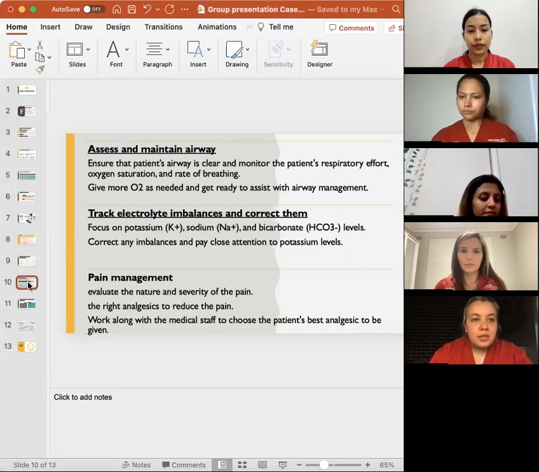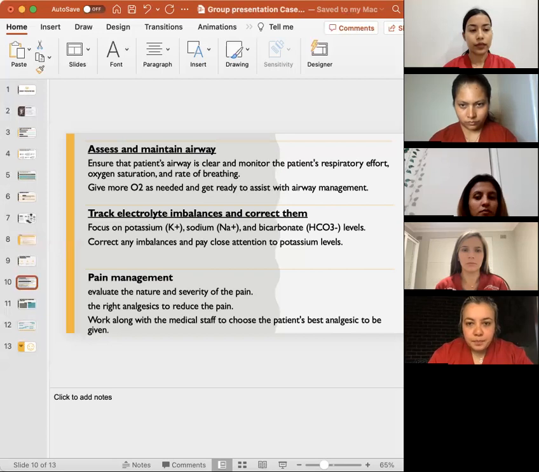First is assess and maintain airway. Ensuring that Miss Casey's airway is clear and that enough oxygen is being given to her is important. Keeping an eye on her respiratory effort, oxygen saturation, and rate of breathing is necessary to improve her condition. More oxygen should be given to Miss Casey as needed to sustain an oxygen saturation above 92%. The nursing team must stay ready to help with airway management by providing bag masks, ventilation, or intubation if Miss Casey's respiratory condition worsens or there is impending respiratory failure, as directed by the medical team.